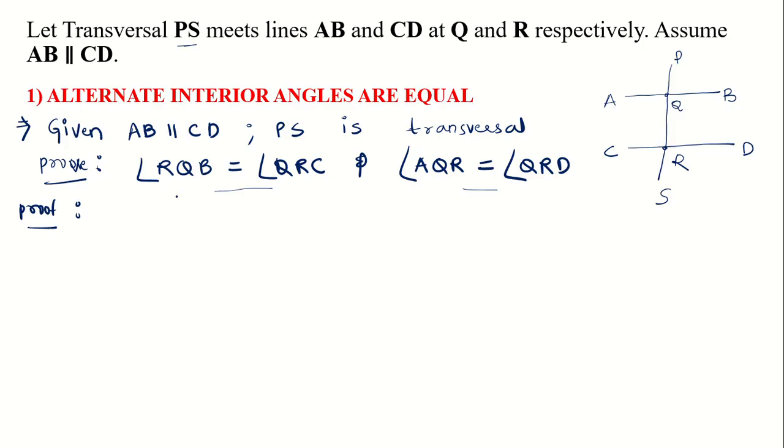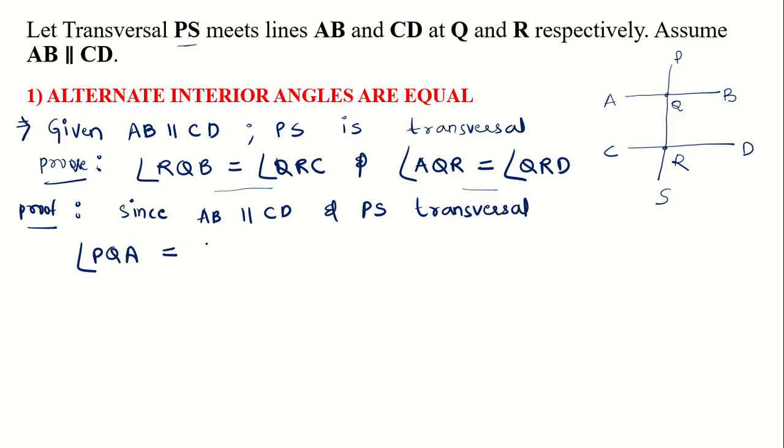So the proof. First we'll write down from the diagram: since AB is parallel to CD and we have a transversal line, which is PS. Now from this we'll get that angle PQA is equal to angle QRC. Here we'll get two angles and here we'll get two angles. So PQA is equal to QRC. This is from the corresponding angles axiom.